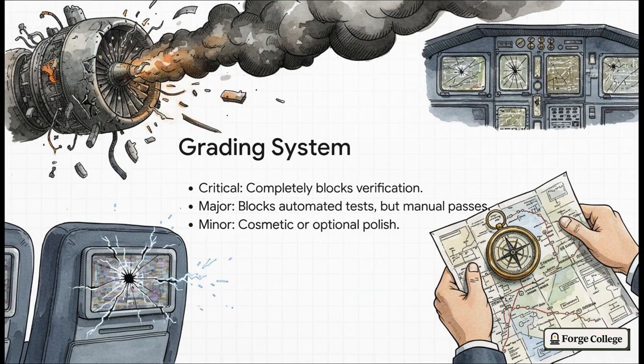Major gaps might block automated tests, but a reviewer could still manually go in and verify the behavior. And minor gaps, those are just cosmetic or optional. By grading every failure, you can logically prioritize your remediation work. You gotta fix the critical engine failures before you start worrying about the in-flight entertainment, right?